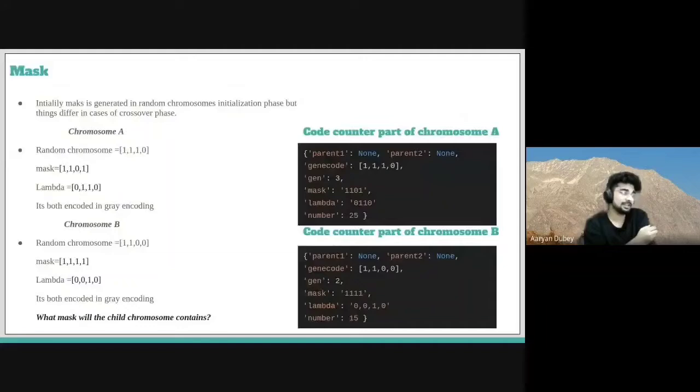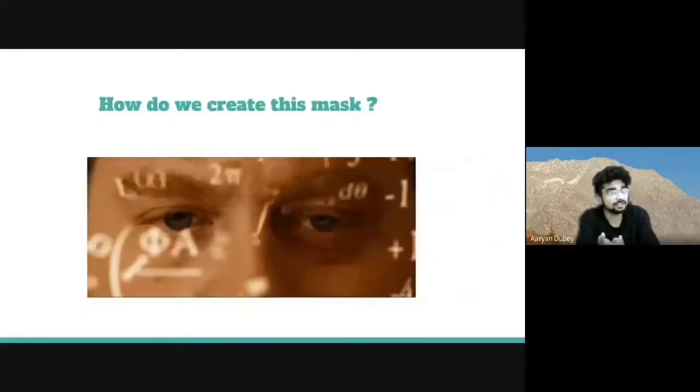After that, the main thing. Initially, the mask is generated in the random chromosome initialization phase. But things differ in the case of crossover operation. Let's believe that we have a particular chromosome A and a chromosome B. We perform a crossover operation between them and create a new chromosome, that is chromosome AB. So, what mask will the new child chromosome contain? And how do we create this mask?